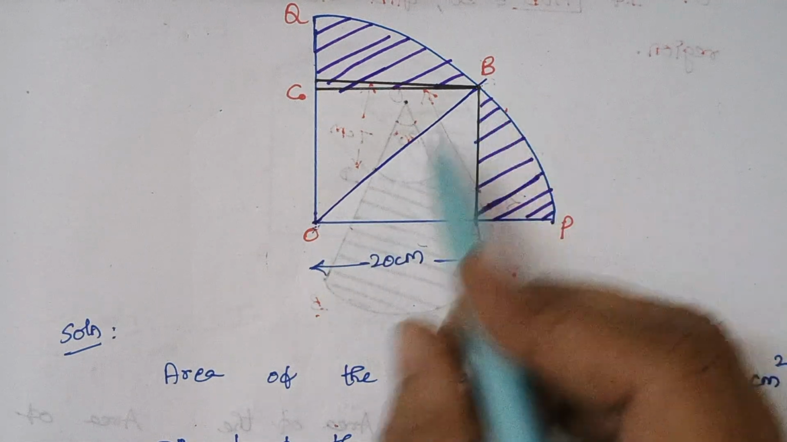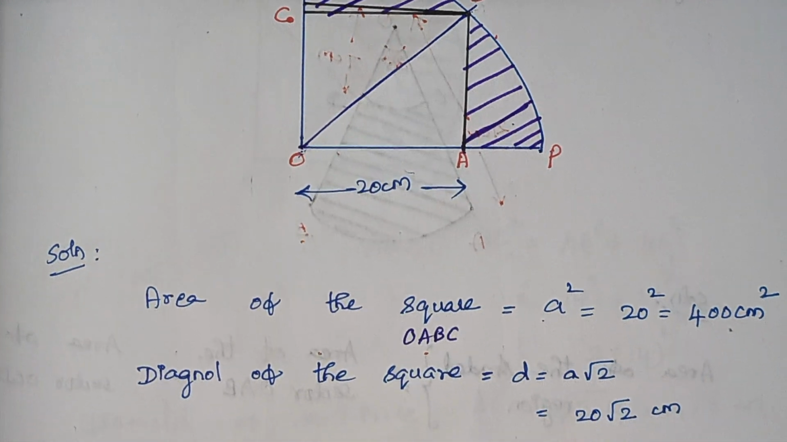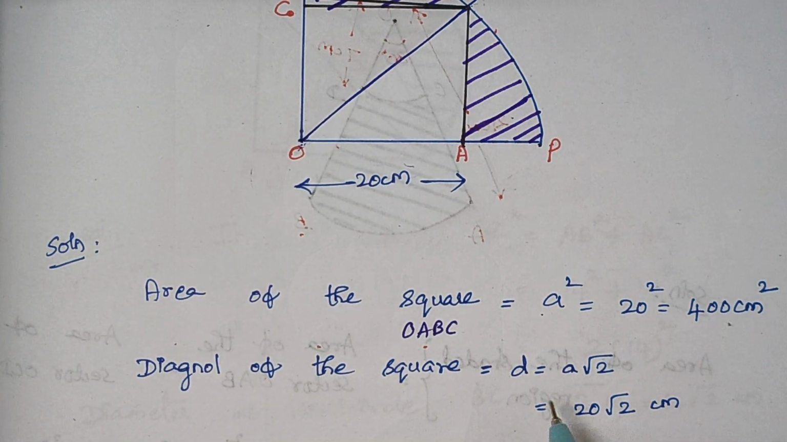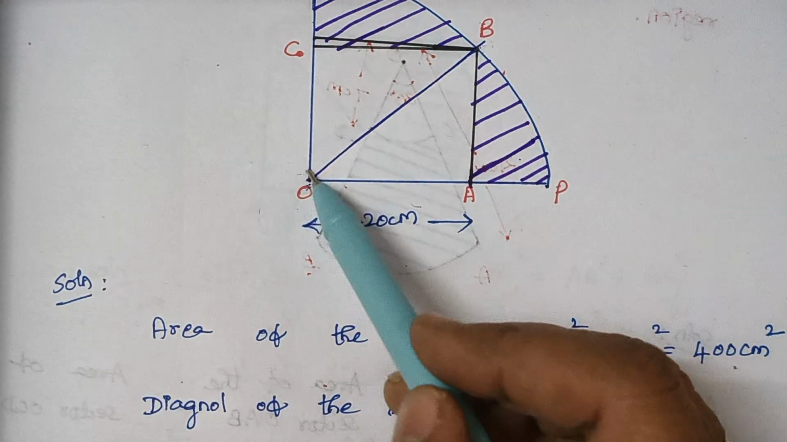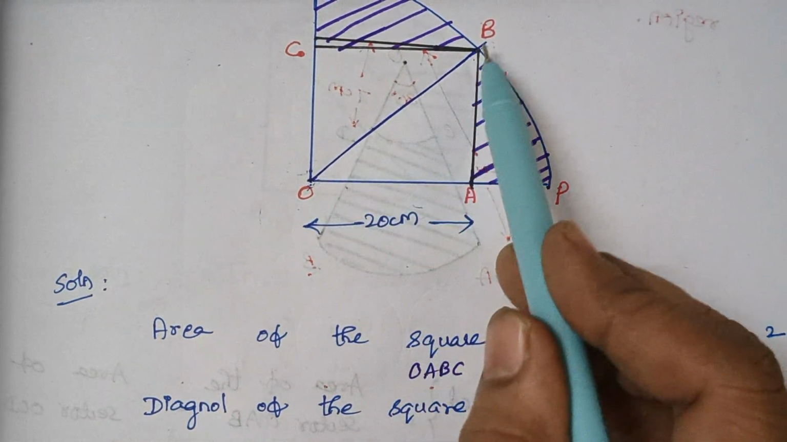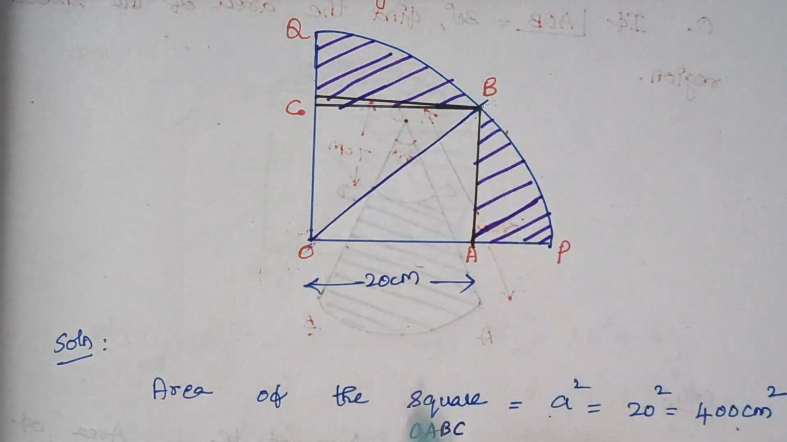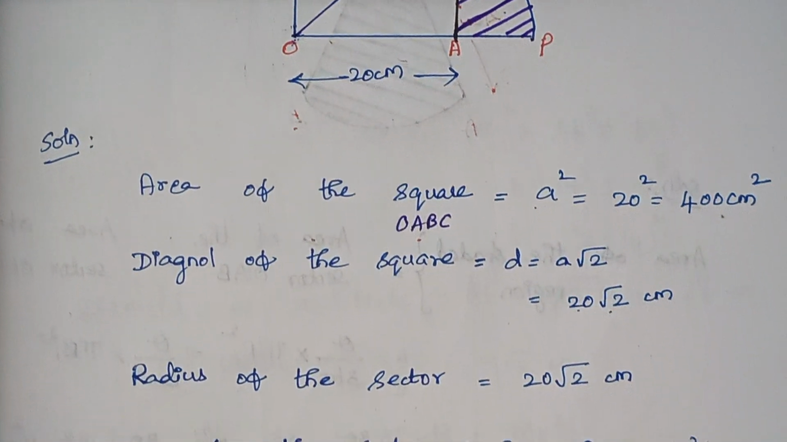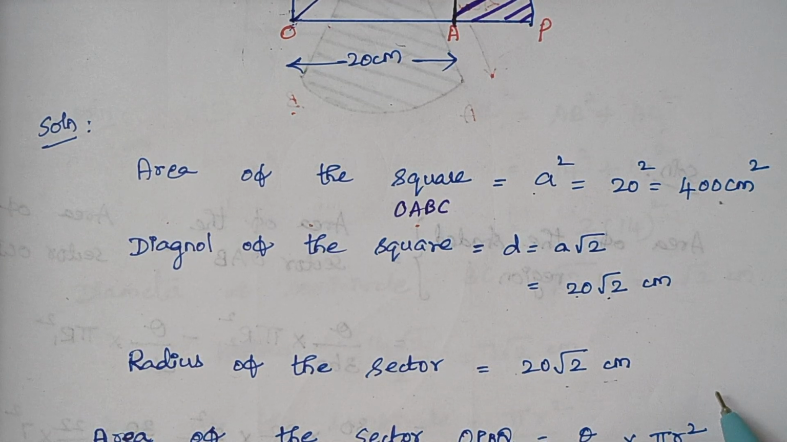So what is the formula to calculate the diagonal of the square? It is nothing but a into root 2. The value of a is 20. So here it is 20 root 2 centimeter. This diagonal of the square is the radius of the sector OPBQ. Therefore the radius of the sector is 20 root 2 centimeter, right?